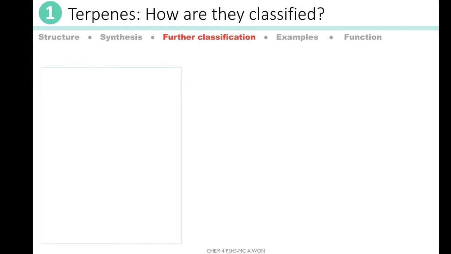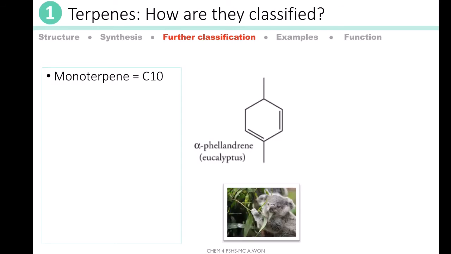Okay, next, how are terpenes classified? Ano ang subcategories ng terpenes? First, we have monoterpenes. Most of the time, it has 10 carbons, meaning it is made of 2 isoprene units. However, sometimes, along the synthetic pathway, pwede siyang mabawasan o madagdagan ng 1 or 2 carbons. So, for example, alpha-phelandrine has only 8 carbons.